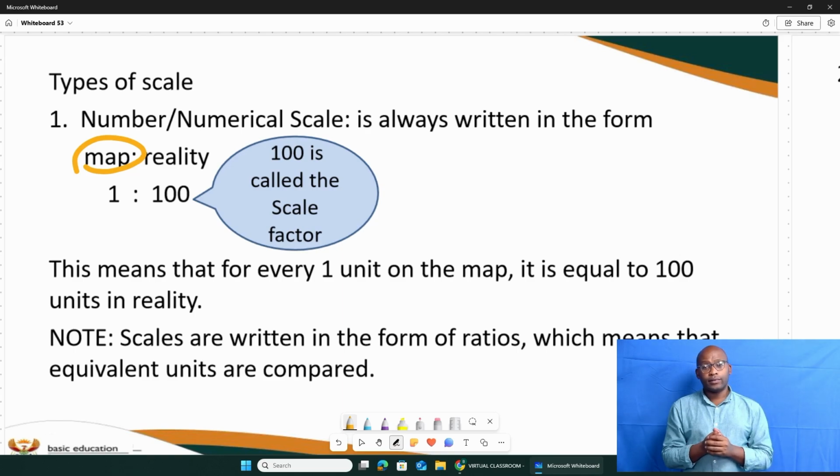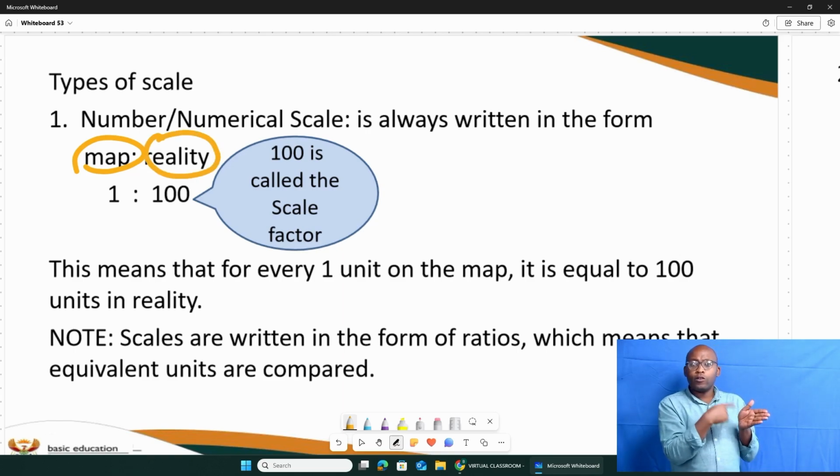There are also types of scales. The first type is the number scale. It is always written in a form like 1:100. At the moment, we have to highlight this as map and reality, meaning that if we say 1:100, it means 1 is the map and 100 is the reality. The 100 is called the scale factor.